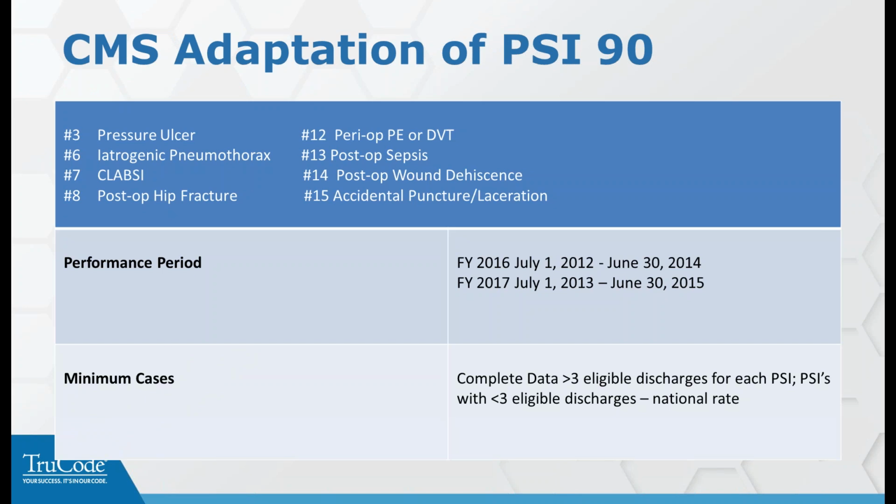Again, here's a list of the CMS version of the PSI 90 composite score. The 8 factors that we talked about earlier are listed at the top of the slide there: pressure ulcer, iatrogenic pneumothorax, the CLABSI, which of course is the central line-based bloodstream infections, post-op hip fracture, perioperative pulmonary embolism or DVT, post-op sepsis, post-op wound dehiscence, and accidental puncture or laceration. And you can see the performance period as outlined for fiscal year 2016 and 2017 and the minimum number of cases that have to be reported to CMS.